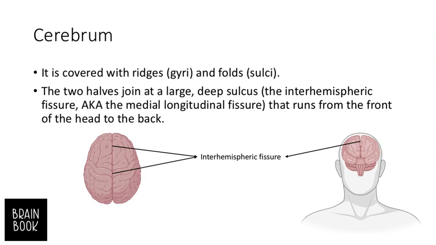Cerebrum is covered with ridges that are called gyri and folds that are called sulci. The two halves join at a large and deep sulcus, as we say here. This sulcus is named interhemispheric fissure or longitudinal fissure. You can see here it's a frontal view of the brain, and you can see that these fissures divide the brain into two hemispheres, the left and the right hemispheres, and it is from the front of the head to the back of the head.